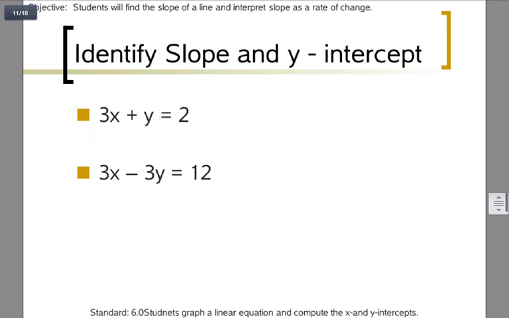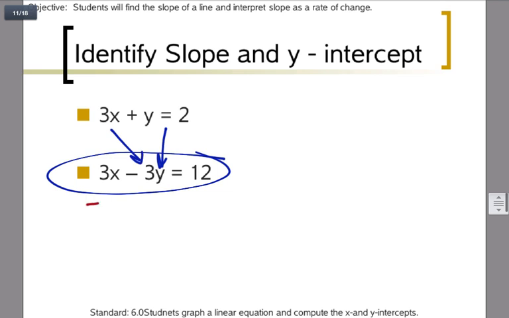So we've got to do the same thing here. It's a little bit more work. When I identify where the y is, there's something next to it. By that I mean the negative 3. So there's going to be a little bit more work, but the first step is again to move this positive 3x to make it negative 3x on the other side. And that's going to give me negative 3y equals negative 3x plus 12.